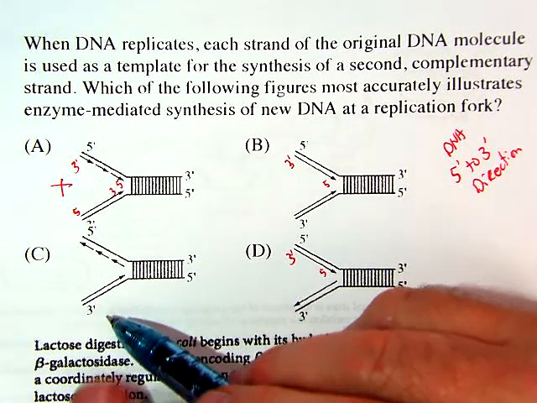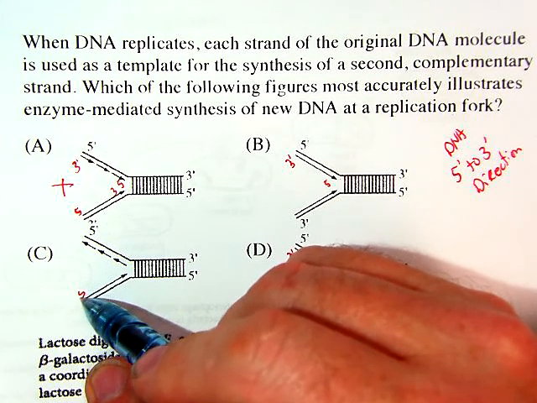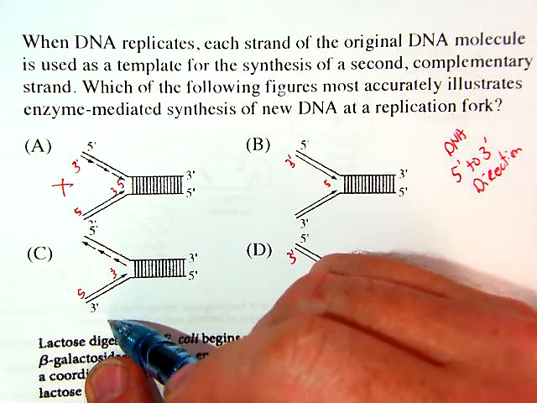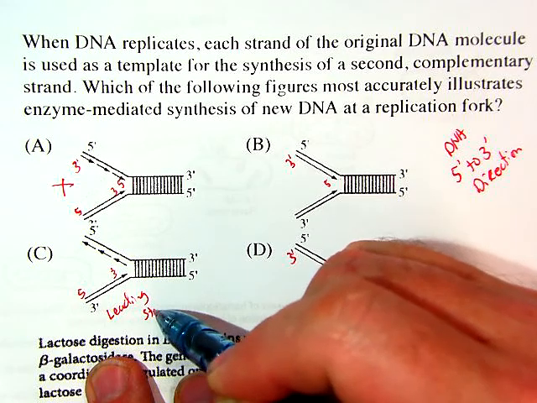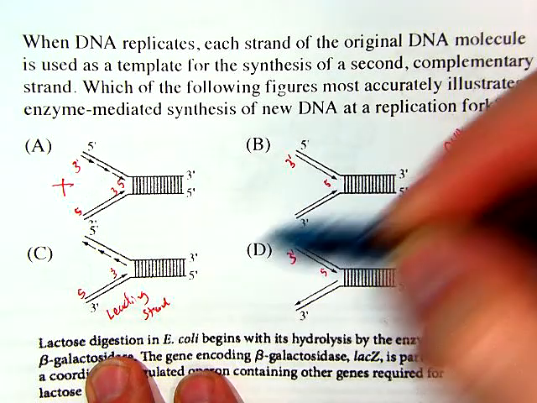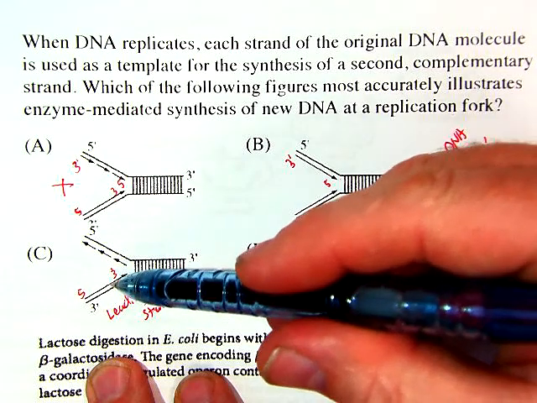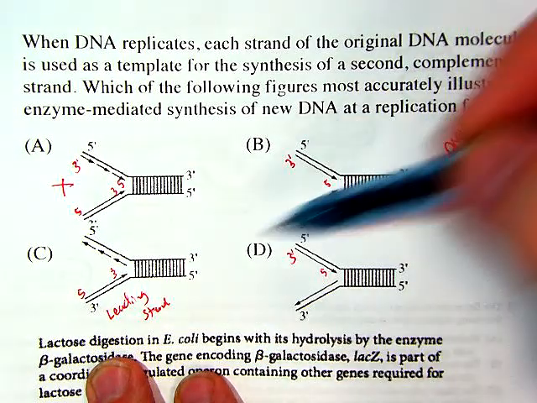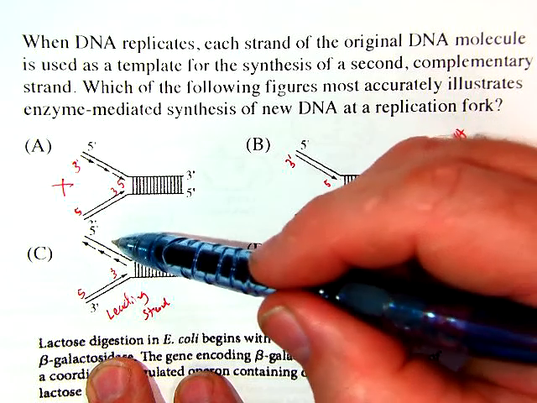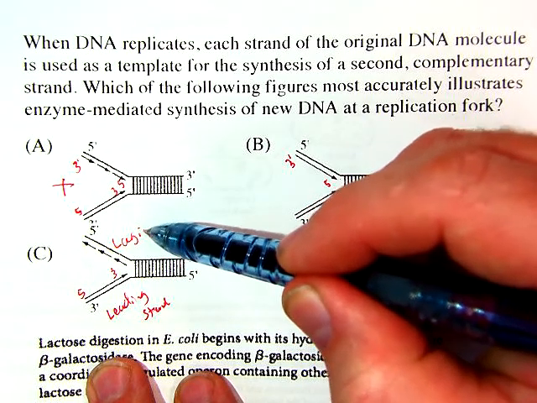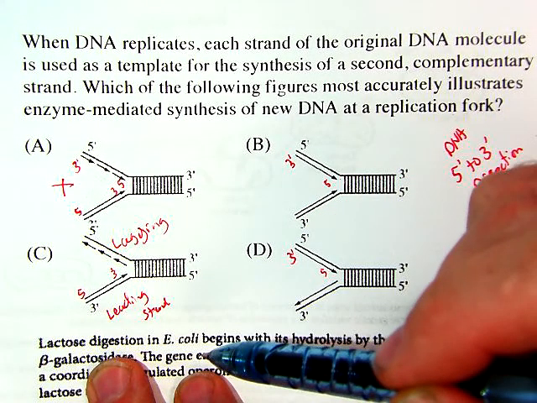Looking at this one, C here, we got a 3' to 5', so the new strand is 5 to 3, and this is our leading strand. So that is correct. Both C, A, and B, this strand is correct. It's this lagging strand that was incorrect.